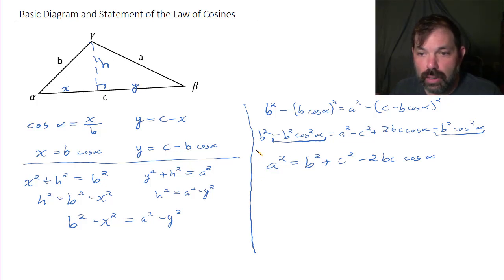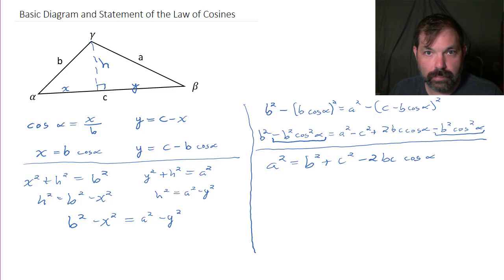a squared is equal to b squared plus c squared minus 2bc cosine alpha. Notice how this relates the sides. For a squared, we add together the squares of the other two sides. We subtract the product of 2 times the other two sides and the cosine of their included angle. See, b, c, and the included angle in that term.